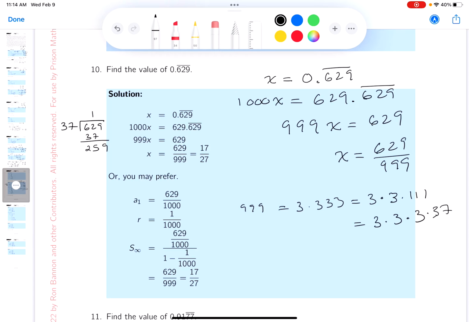37. Let's try it. 7 times 7 is 49, right? 7 times 3 is 21. Yeah, 259. Look at that. Remarkable. So what do I know now? I know that 629 is actually 17 times 37. So what factors cancel? 37 cancels. What are you left with? 17. On the bottom, you're left with 3 times 3 times 3, which is 27. All right? That's the answer.